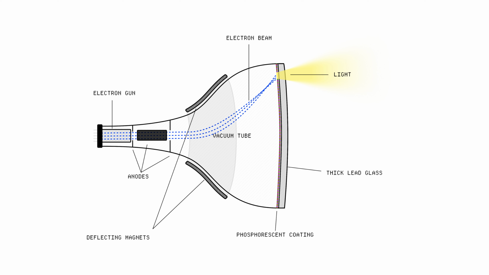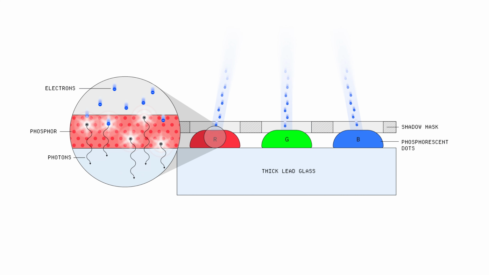I spoke a little bit about how this thing works at config, so if you've heard that, sorry. But the way they work is bonkers to me. Essentially, it's a big glass vacuum tube that has an electron gun inside of it, and it fires a beam of electrons at the screen. And the screen is coated in tiny phosphorescent dots. And when the electron beam hits them, they emit photons.